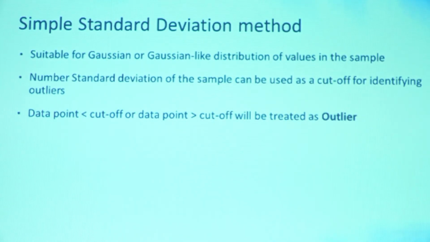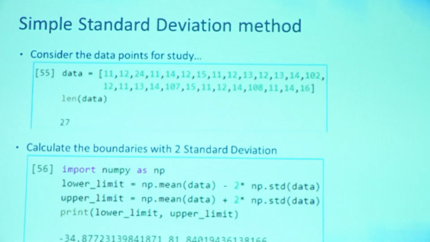How was the curve? Bell shaped. That we call as Gaussian distribution. So when you have such data, go for the standard deviation method. The standard deviation method is simple. You design a cutoff point. Anything less than that cutoff point, anything greater than that cutoff point is an outlier. Okay? So I am doing that.